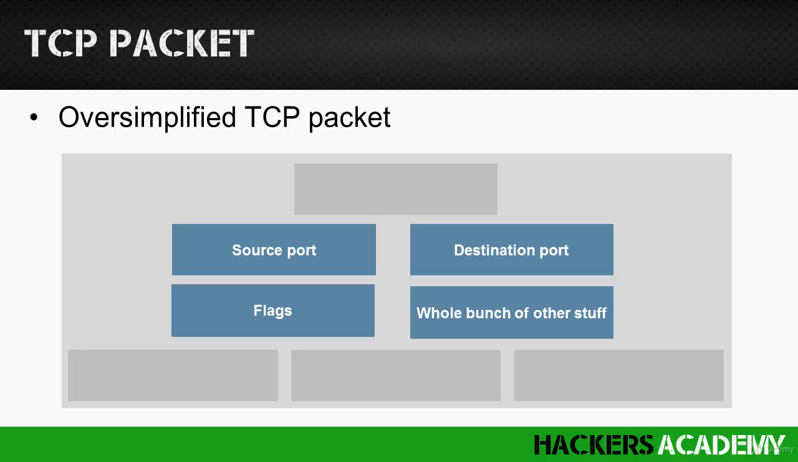The third field that you see here is the flags. What we mentioned earlier in the TCP handshake, the SYN, SYN-ACK, and ACK, these are called flags. And you can see these on the TCP packets. And then there's a whole bunch of other stuff that we don't care much about at this point in time.